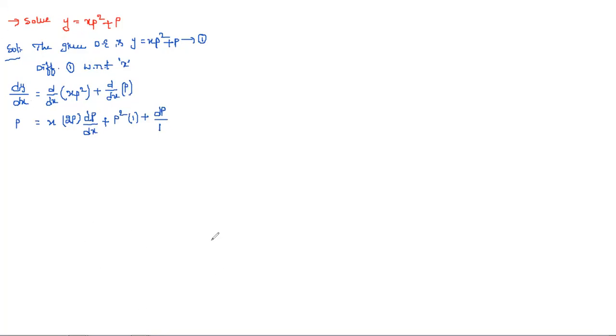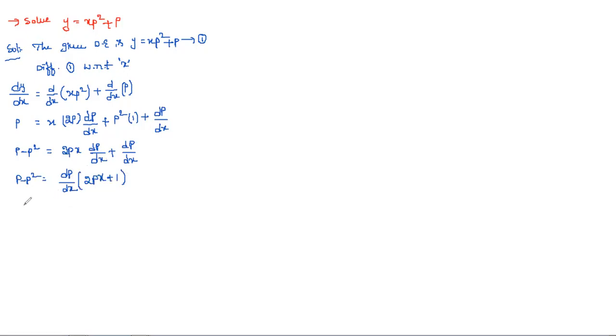Now if you observe this, we can take this p square to the left side, then it changes to p minus p square is equal to the remaining terms: 2px dp by dx plus dp by dx. This is the remaining one after taking p square to the left hand side. Now in these two terms, which one is the common one? dp by dx is the common one. So take that as common, and then we have 2px plus 1.